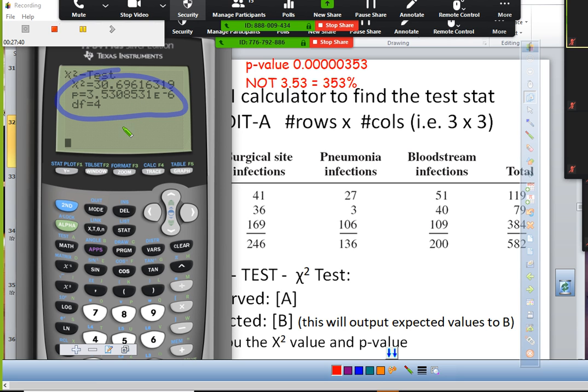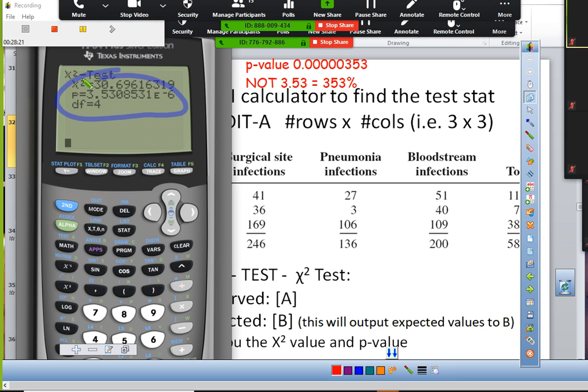So let me ask you this. Is 3.53 my p-value? Everybody, private chat me, yes or no. Is my p-value 3.53? I need everybody's answer. Private chat, yes or no? 5 people, 6, 7, 8, 9, 10. Okay, right, exactly.